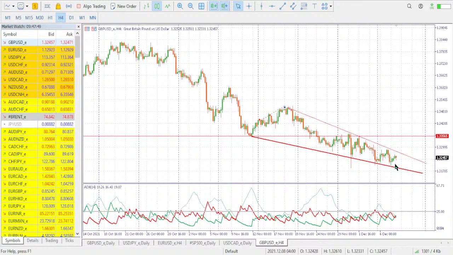So as long as the price is held within these two lines, we are actually waiting for a sell from the upper line towards the lower trend line.